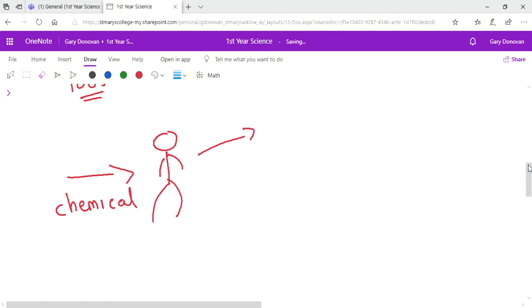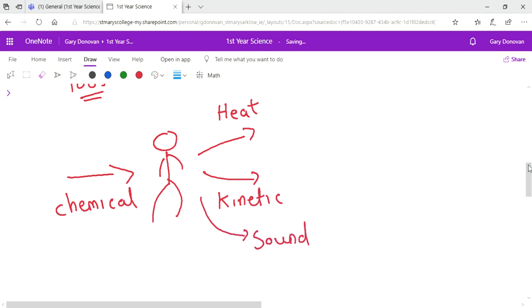For example, we have a body temperature of 37 degrees Celsius, so we give off heat. We walk around, so if we're walking, we're moving. What type of energy do things have when they're moving? Kinetic energy. You could say we talk, so we give out sound energy. So lots of different energy transfers are happening here as well.